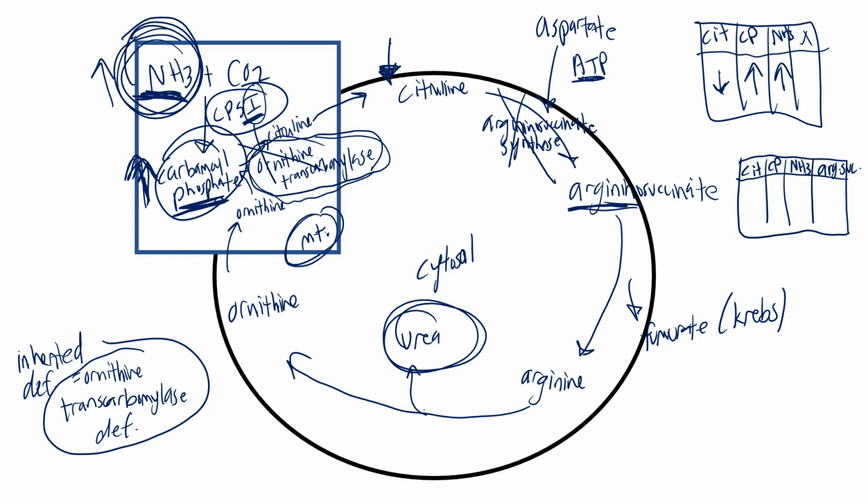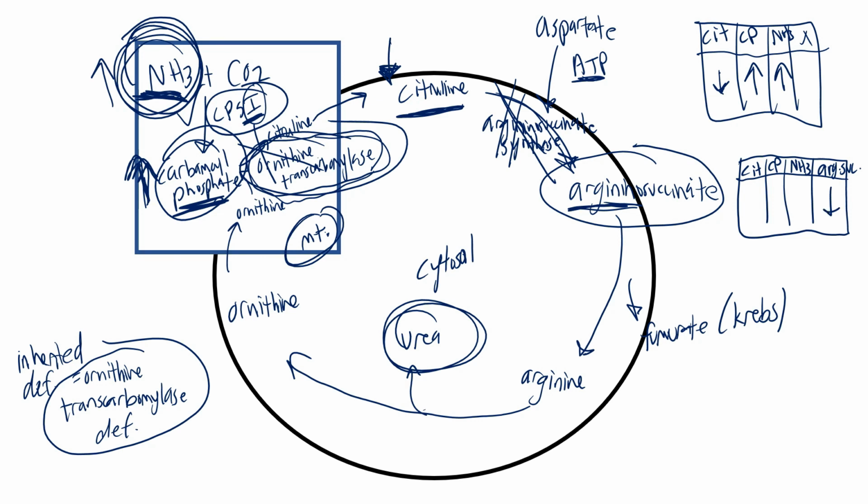Well, CPS1 is still working. Ornithine transcarbamylase is still working. So all of these substrates can keep going. But here's where the problem is. The problem is when you reach citrulline, you cannot continue further to get any of these other downstream products. So what does that mean for the level of argininosuccinate? Will it go up or will it go down if this doesn't work? It's going to naturally go down.